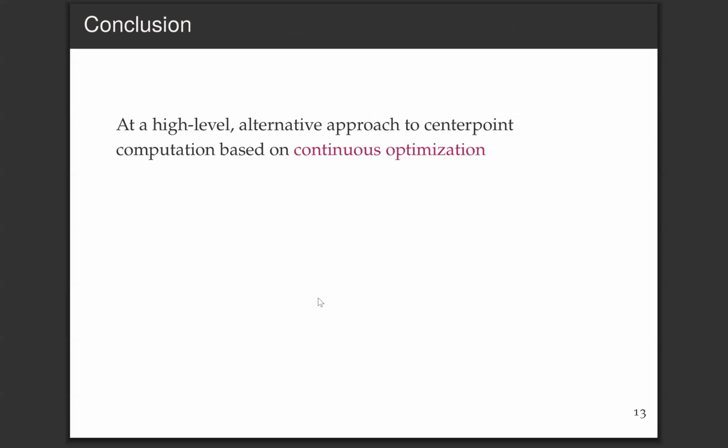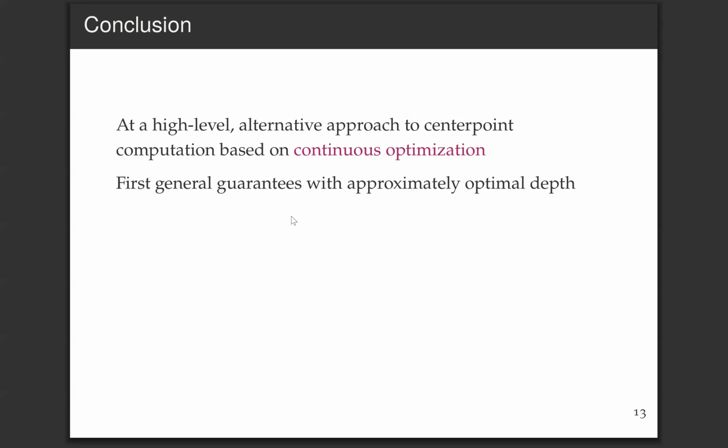And now I'm going to conclude this talk with a few remarks. At a high level, you should think of this approach as an alternative to previous approaches for center point computation, and it's based on techniques from continuous optimization, such as approximate gradient descent. This new viewpoint offers a few new directions for future research.